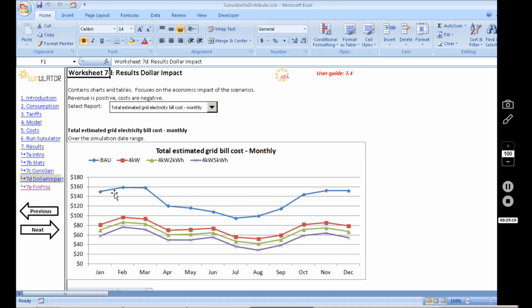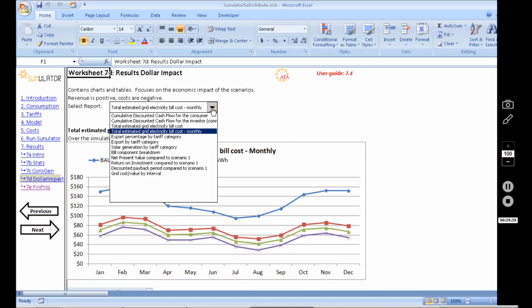With a 4 kilowatt solar system, those bills have dropped quite dramatically. Adding on a battery, the bills are lower, but not dramatically lower than the solar system with no battery. And this is helping us to understand why the economics are favouring a solar system with no battery.